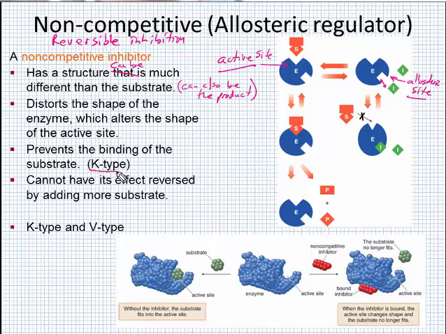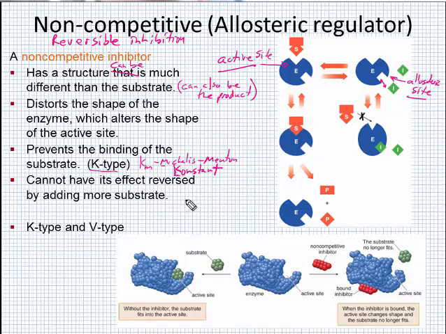A K-type inhibition. The K-type stands for something called a Km. The K stands for Km, the Michaelis-Menten constant. I'm going to spell constant with a K, so the M stands for Michaelis-Menten and K for constant. We'll talk more about the Michaelis-Menten constant in a little bit, maybe in the next video, but basically it's a measure of how tightly the enzyme binds the substrate. We'll talk more about that later.